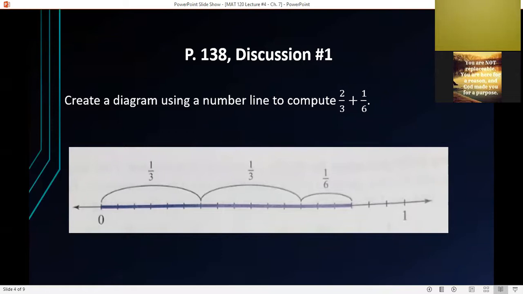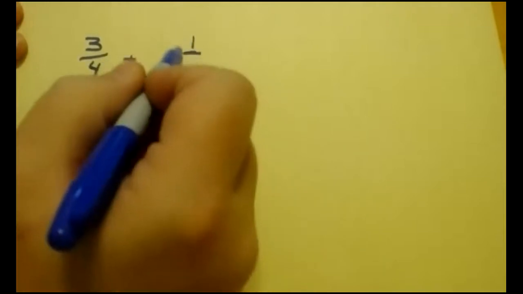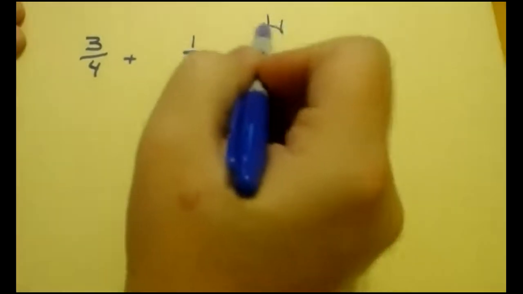For this one, come up with something that's not too challenging. How about something like 3/4 plus 1/2, or let's make it 1/5. Okay, so if you're trying to figure out 3/4 plus 1/5, what you'll do is you'll begin by drawing a number line, excuse me, and make the number line go from 0 to 1 and try to cut it up into an equal amount of parts. So how many parts?